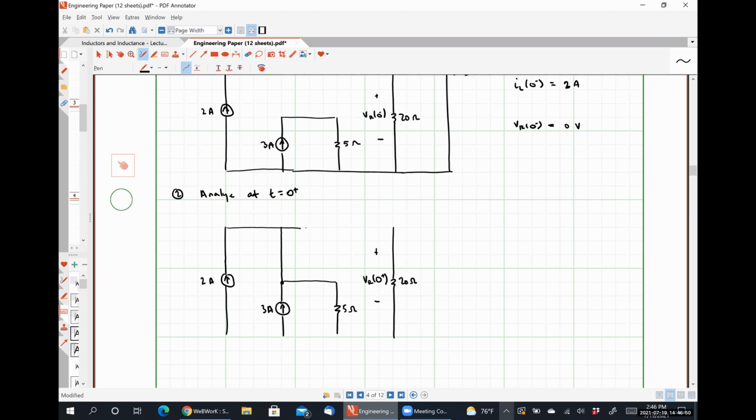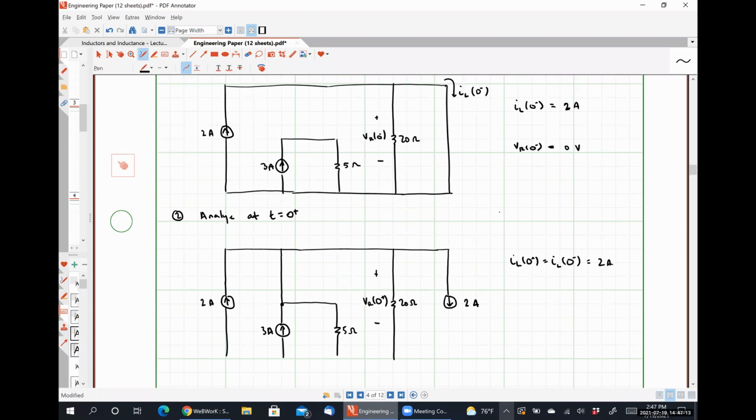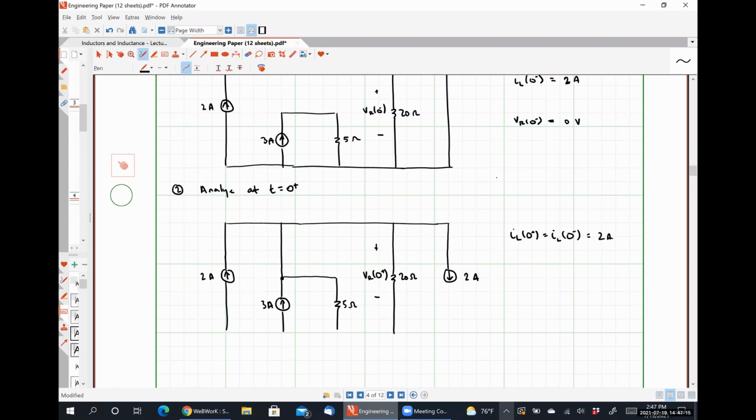And we are going to replace our inductor with a current source. Our current source will have a value of our inductor current. So it'll be whatever IL at 0 plus is, which has to be the same as IL at 0 minus. That was 2 amps, so it'll be 2 amps. And it has to have the same direction as our inductor current, which is why I've drawn it with direction down.